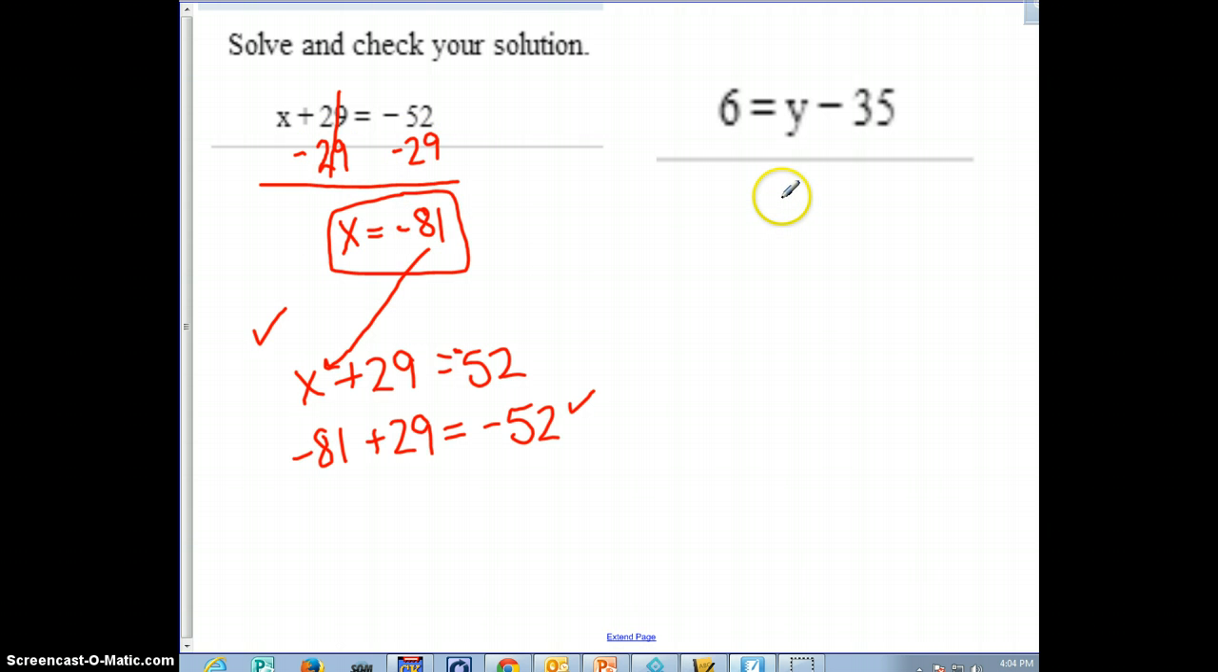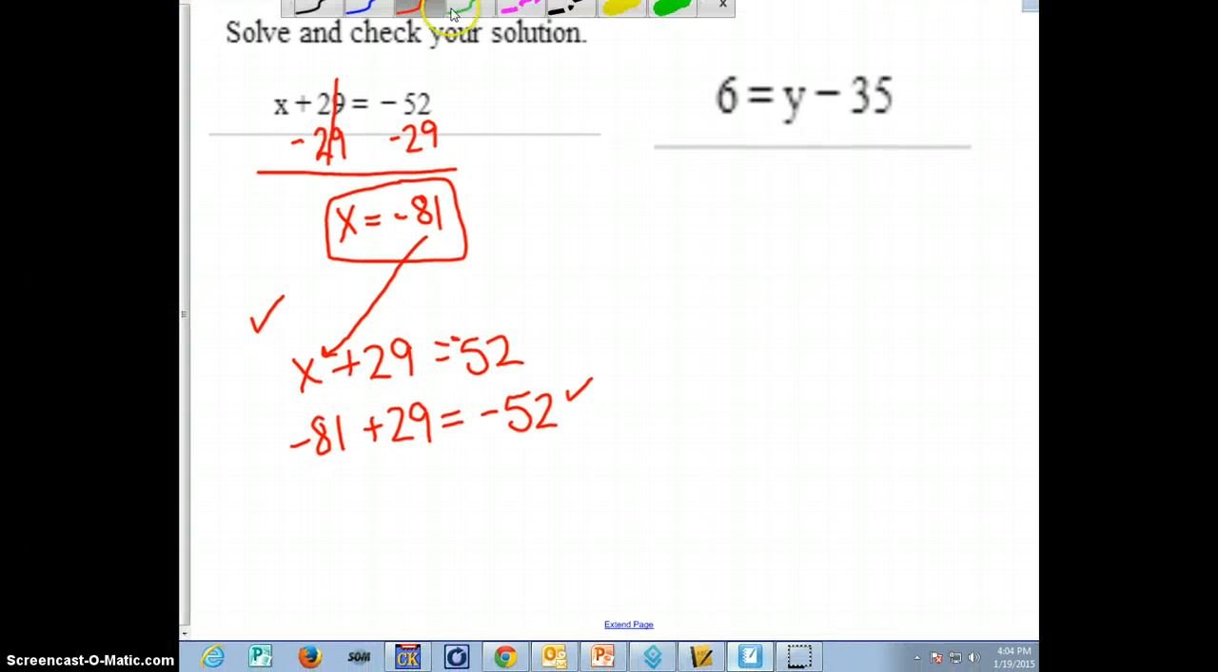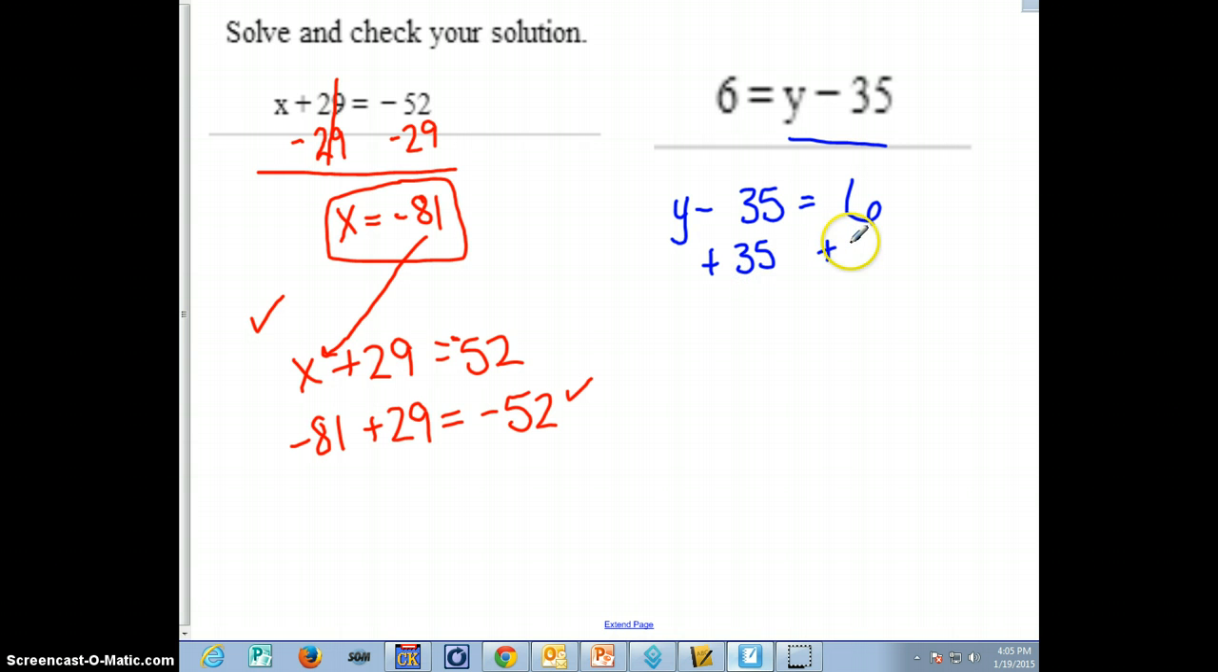Okay, to solve the next one, part of our issue is that the variable comes second. So let's switch the two sides of the equal. So I'm going to do y minus 35 on this side and 6 on the other. My job is to get y by itself. So if I have subtracting 35 here, then I'm going to add 35 to both sides to get rid of it. When I do that, these two will cancel. So I have y equals 41.